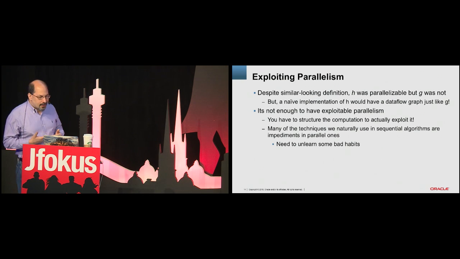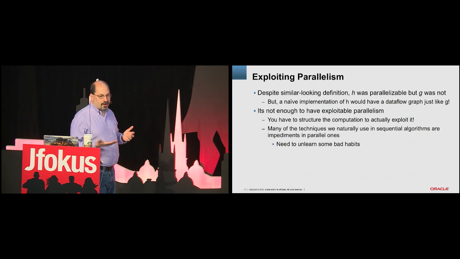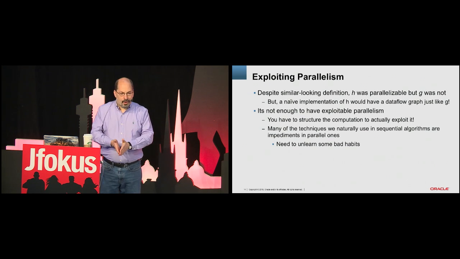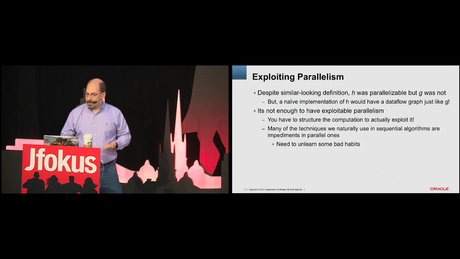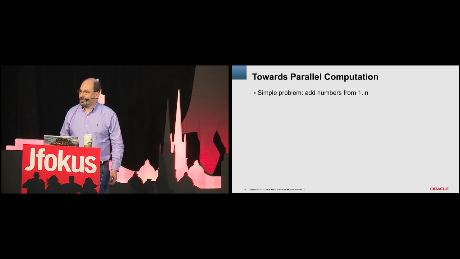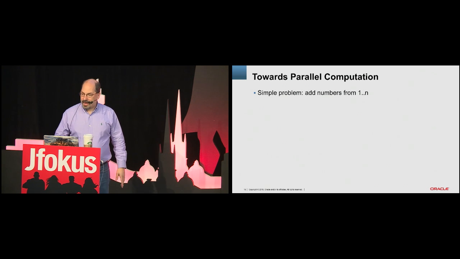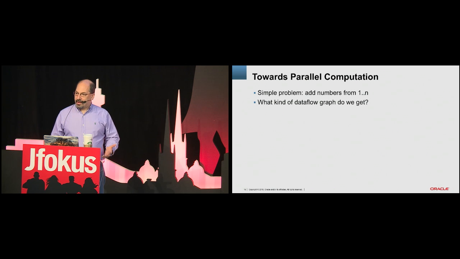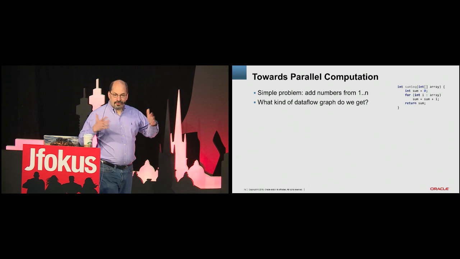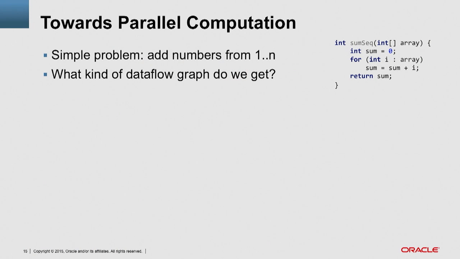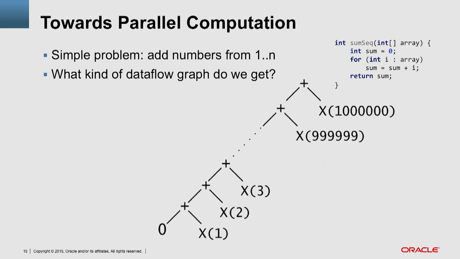It turns out, unfortunately, that a lot of the techniques we're used to using from sequential algorithms get in the way of going parallel. And so we need to unlearn some bad habits. So let's take a look at a bad habit that we need to unlearn. So let's take our embarrassingly parallel problem, adding up the numbers from 1 to n, and look at the data flow graph we get from it. Now, if we write it in the obvious way that we've been writing this kind of thing for years and years, we've introduced this data flow dependency. We get a computation tree that looks like this.